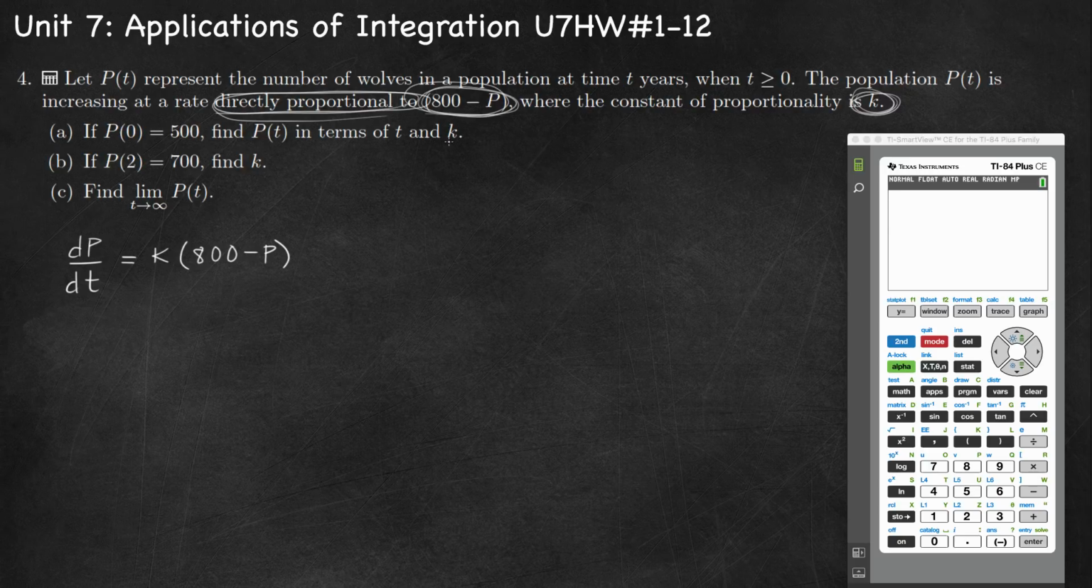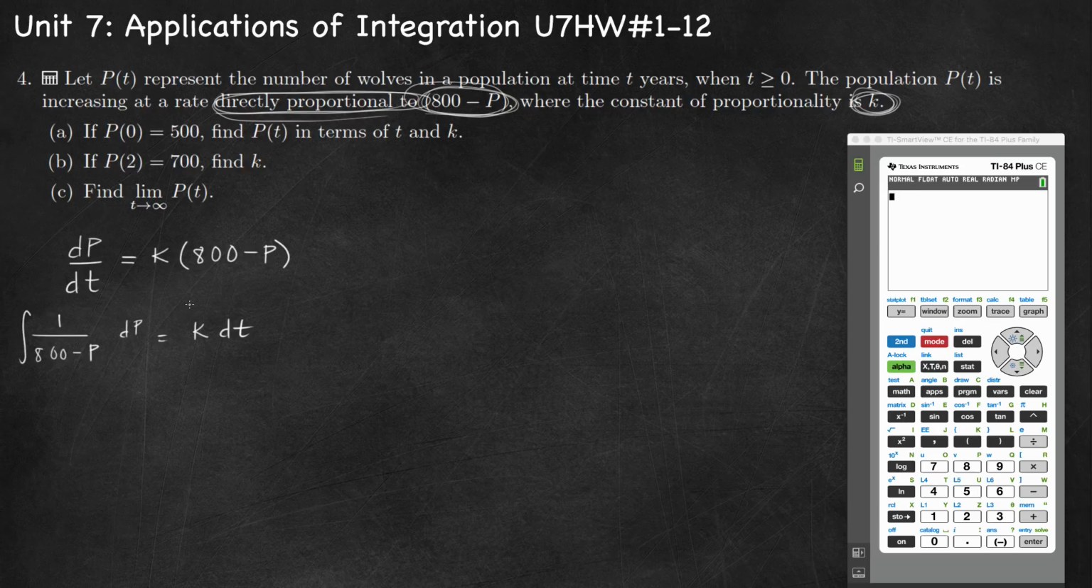There's our differential equation. We want to find p of t in terms of t and k. So we don't have to solve for k, at least not yet. In part B, it's going to ask us to solve for k. To solve this differential equation, we want to separate variables. We need p stuff on one side, t stuff on the other side. So I'm going to multiply both sides by dt. I'm going to divide both sides by 800 minus p. So that gives me 1 over 800 minus p dp equals k times dt. k is a constant, not a variable, so it can stay with the t stuff.